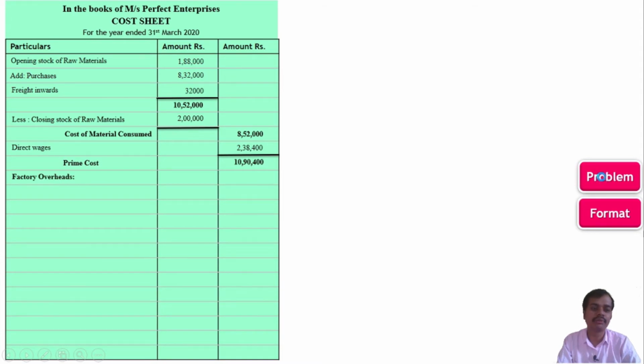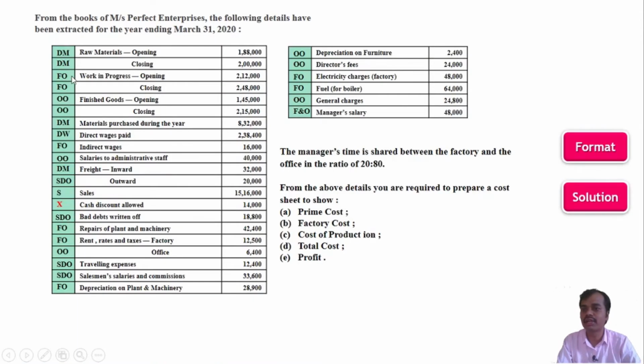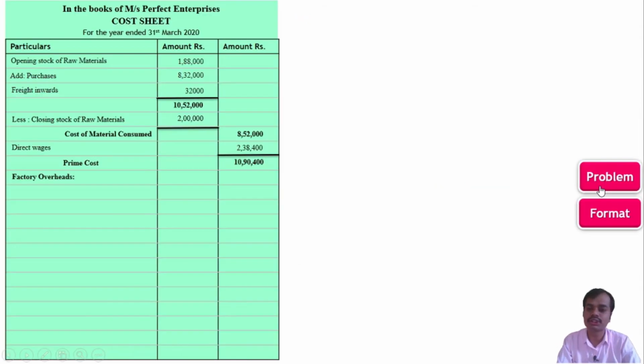In the prime cost we will add factory overheads. Now from the problem, all those items which we have classified as factory overheads we have to take one by one. The work in progress opening and closing balances adjustment we have to make at the end, after writing all factory overheads. So the first factory overhead is indirect wages. In the solution we will take first indirect wages, the amount is 16,000.